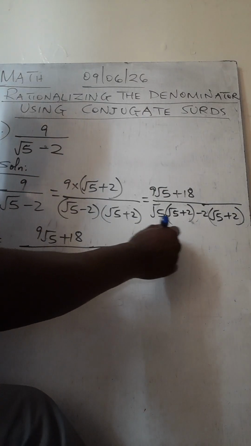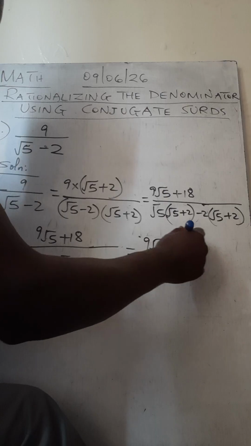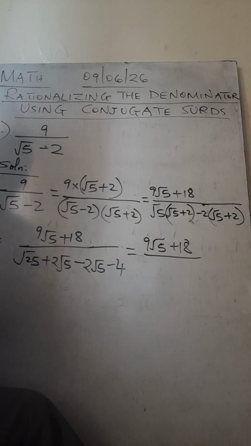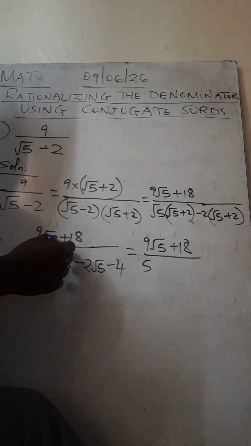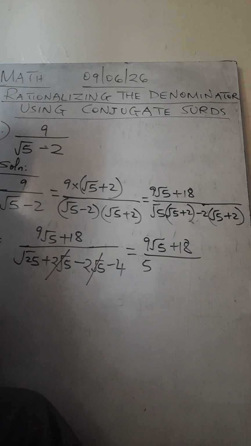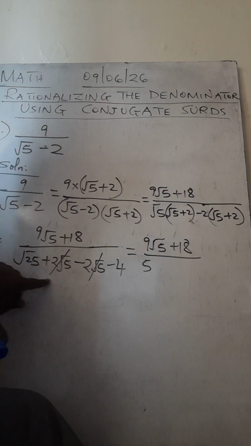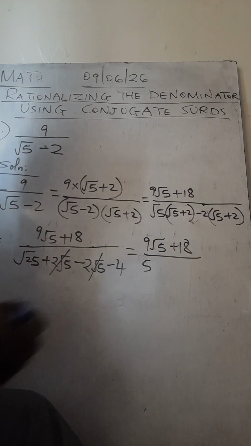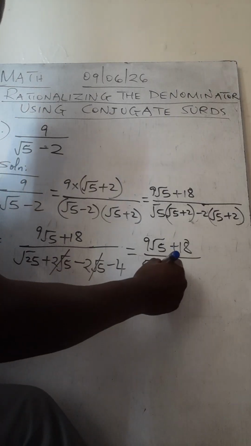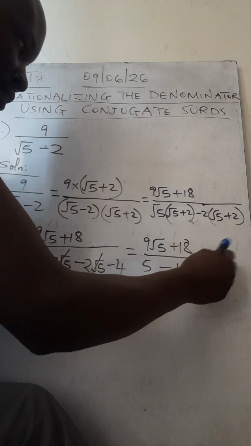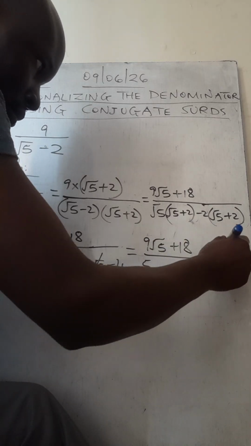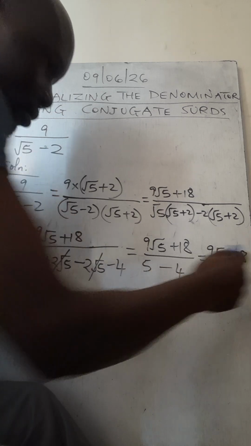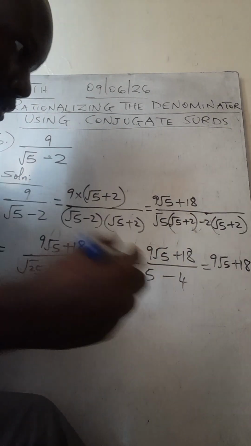So we have 9 root 5 plus 18 over square root of 25 is 5. This will eliminate this because they are same and opposite signs. So we have 5 minus 4. 5 minus 4 is 1. So numerator remains as the answer.